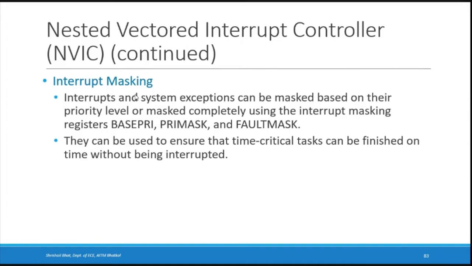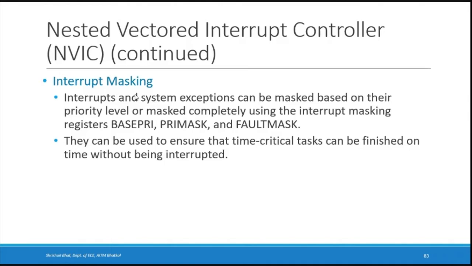Then another thing is interrupt masking. Masking means you can disable certain interrupts by using interrupt masking registers. We have seen this. There are some special registers for masking the interrupts. Interrupts and system exceptions can be masked based on their priority level, or they can be masked completely using interrupt masking registers like BASEPRI, PRIMASK, and FAULTMASK.